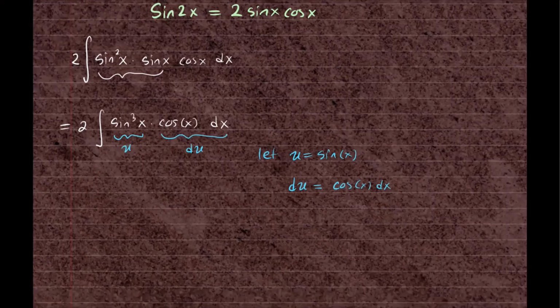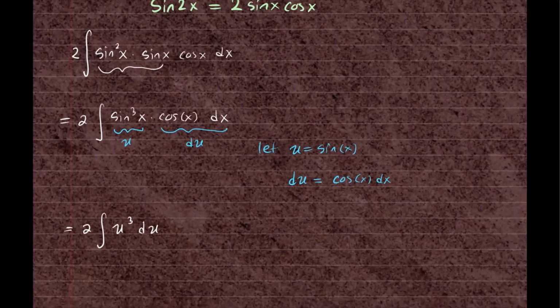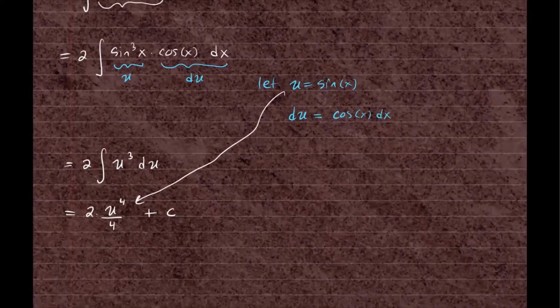So our integral now becomes the following: 2 times the integral of u to the third du. Everything nice and smooth. Now use the power rule of integration to integrate this. This would be 2 times the integral of u to the, so you add 1 to the power, 4 over 4, plus c because it's indefinite. And finally, plug in what u is. I'm going to sub this in here, and I'm done with my problem.